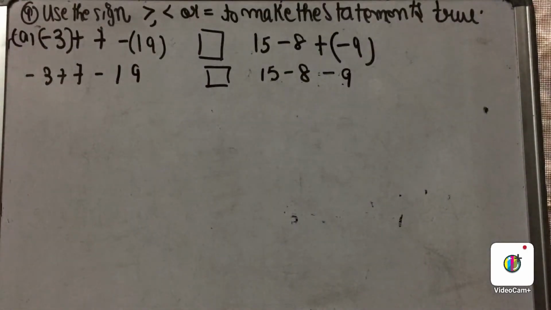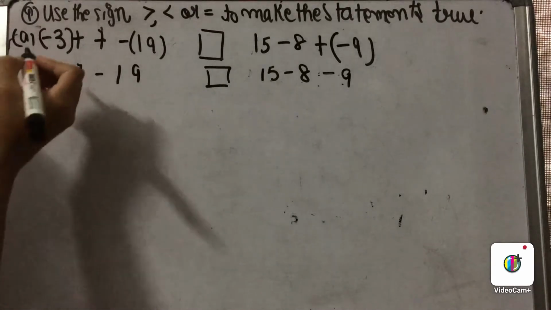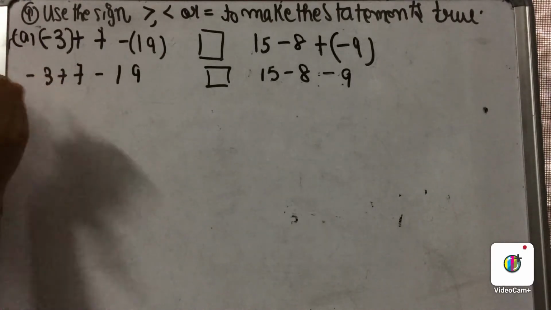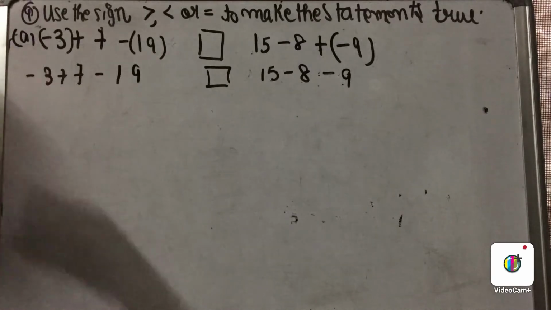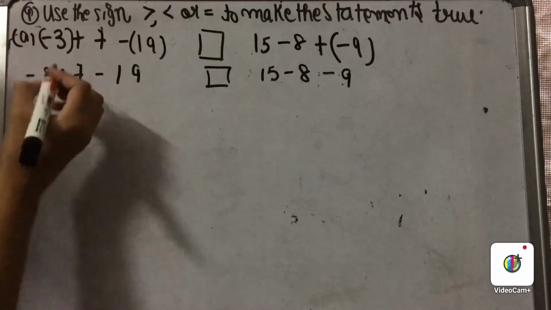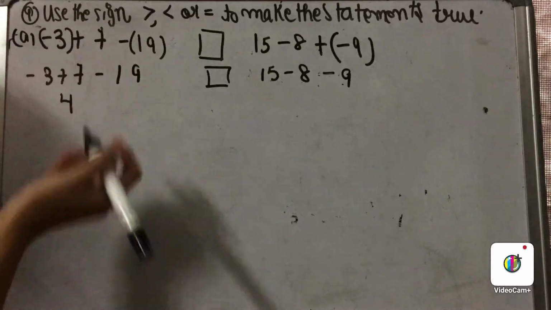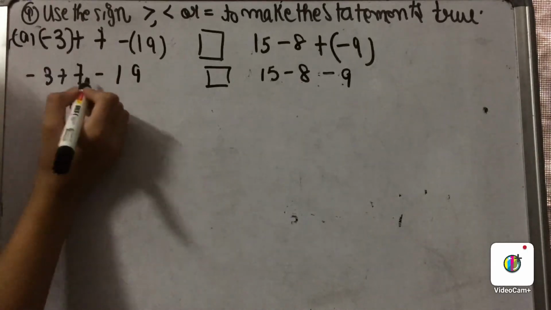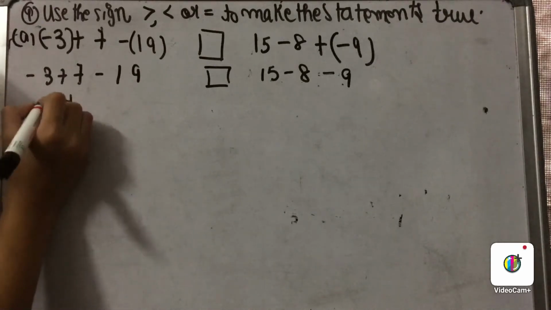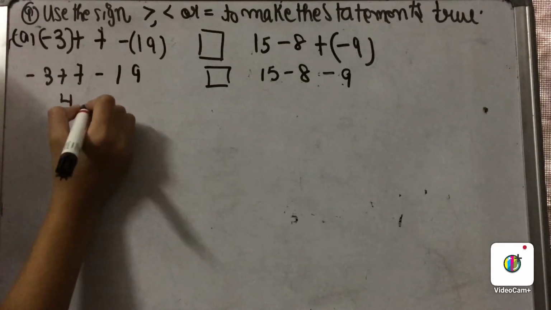So now if we solve our question, what is 7 plus 3 or minus 3? Plus minus is minus. So 7 minus 3, 3, 4, 5, 6, 7. So it will be 4. 4, which sign? Plus or minus? Which one is bigger? 7, and the sign in front of 7 is positive. So it would be 4 as positive.